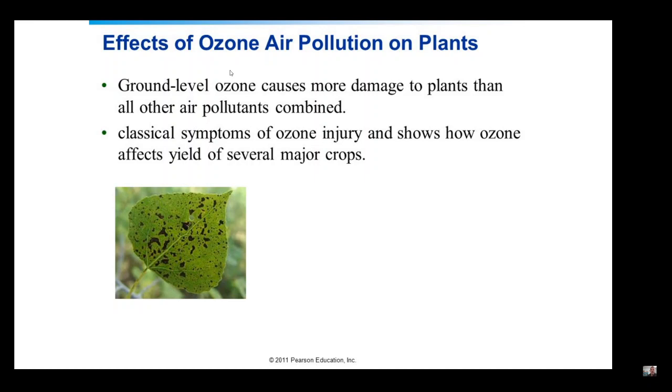So now we're going to talk about the effects of ozone on us as well as on plants. Ground level ozone causes more damage to plants than all other air pollutants combined. Here are classic symptoms of ozone injury, and it shows how ozone affects yields of several major crops, right? We can see from this photo, it really starts to break down plant compounds on a very wide scale, depending on how much ozone is in the atmosphere.